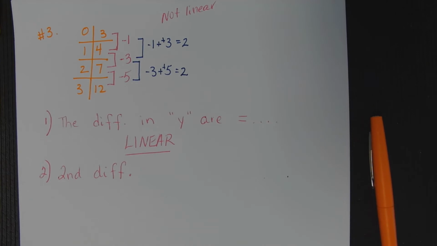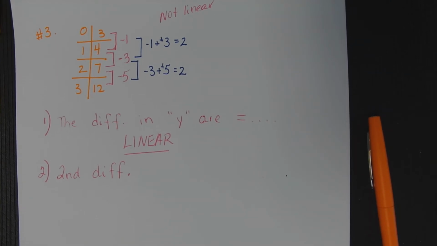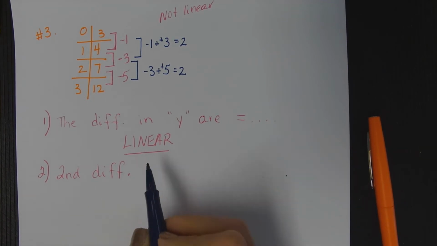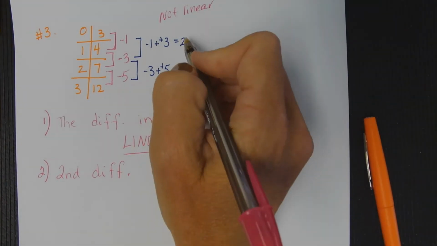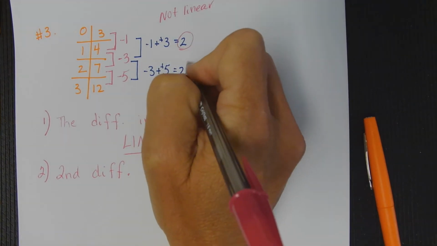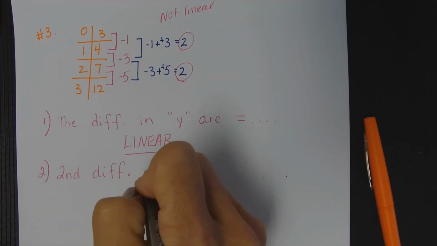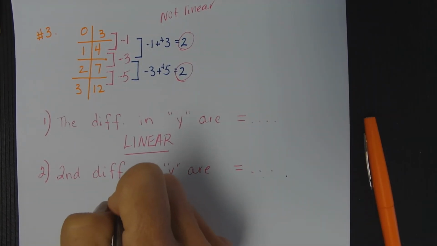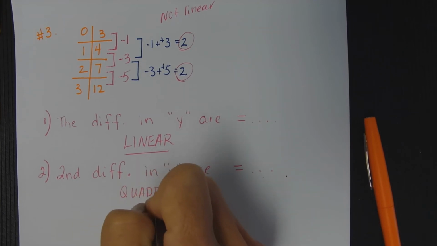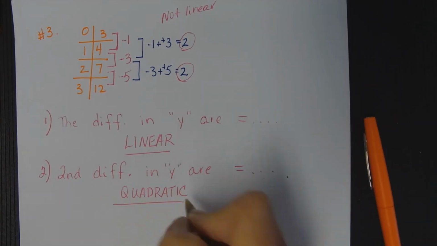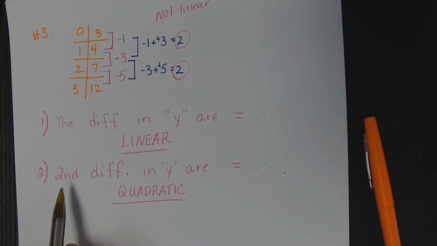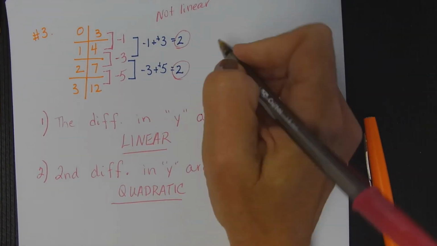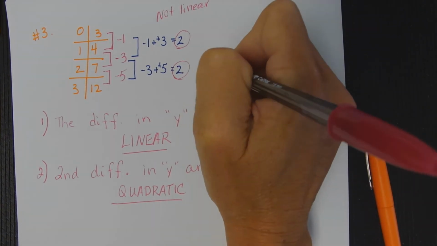Does everybody see that? Why is it not just negative 1 minus 3? Because it's like a negative 3. I'm subtracting. Oh, okay. Yeah, second difference. So what do we notice? The second difference is equal, right? If the second differences in y are equal, then this is a quadratic. So is the second difference equal? Yes. So what kind of graph would this be? This is a quadratic.